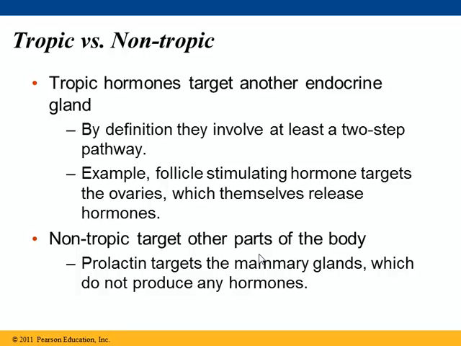Okay, so here's an example of a tropic hormone. This is a two-step pathway. This hit from one endocrine gland to another. Okay, a follicle-stimulating hormone comes out of the brain, comes out of the pituitary, and smacks into the testes or ovaries, causing them to release hormones. Okay, so it's a hormone-to-hormone conversation. This is a common scenario.